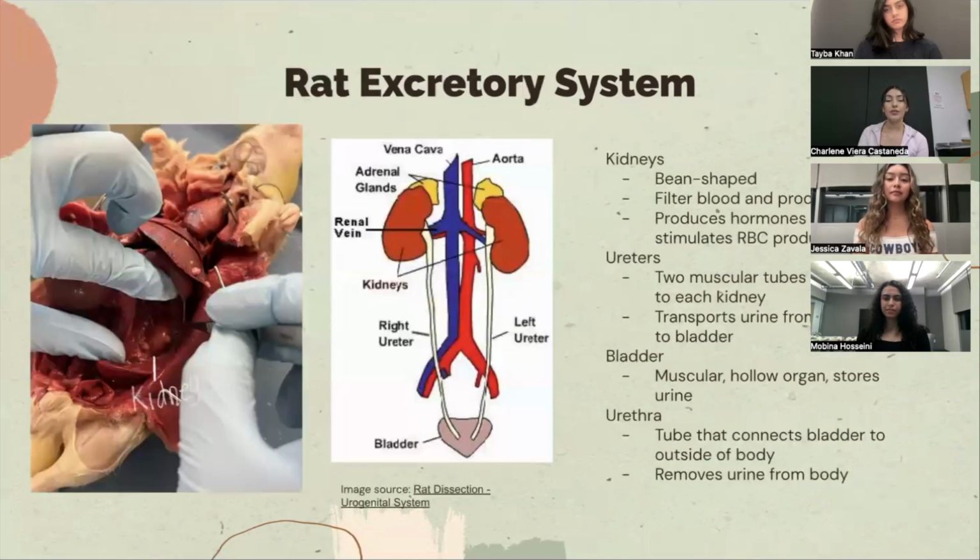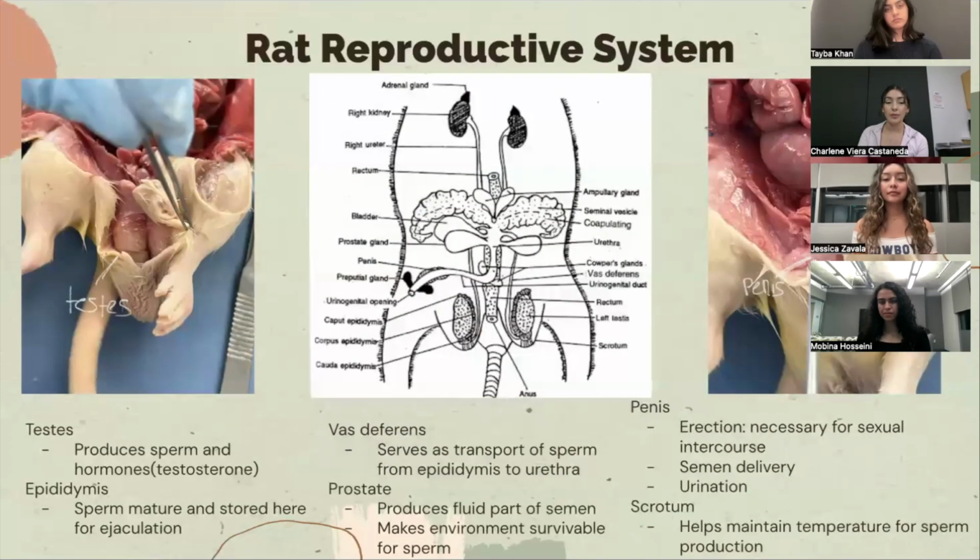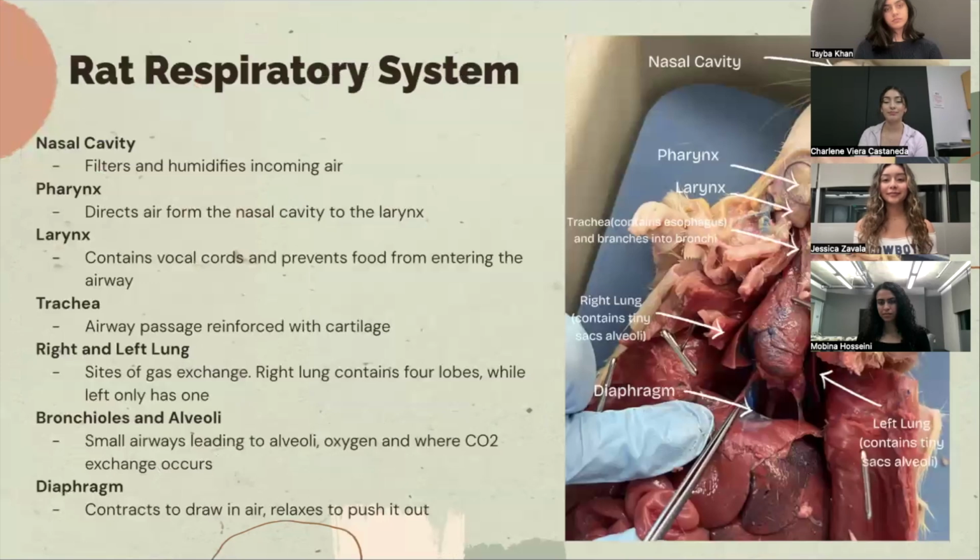The rat excretory system consists of the kidneys, ureters, bladder, and urethra. The kidneys filter blood and produce urine, and the bladder stores urine. The rat reproductive system contains the testes, epididymis, the vas deferens, the prostate, and the penis and scrotum.